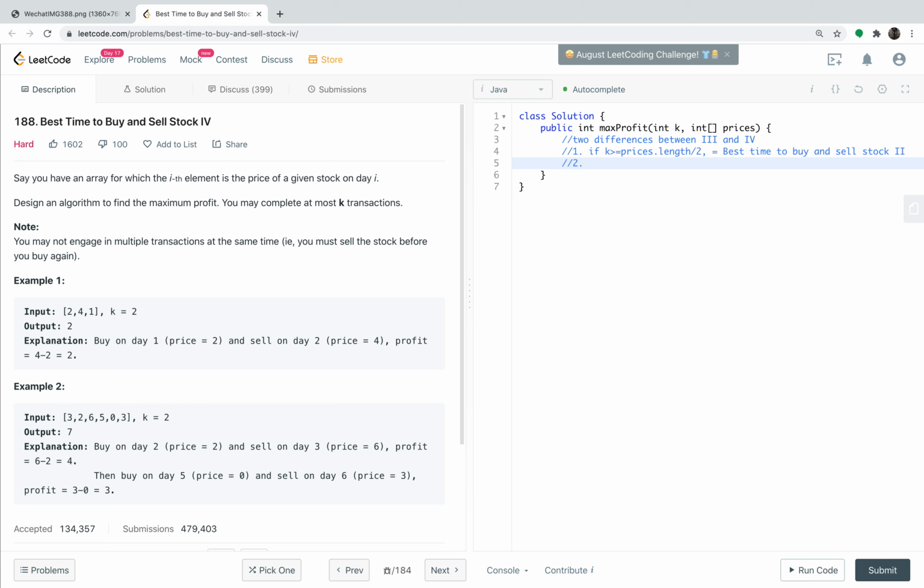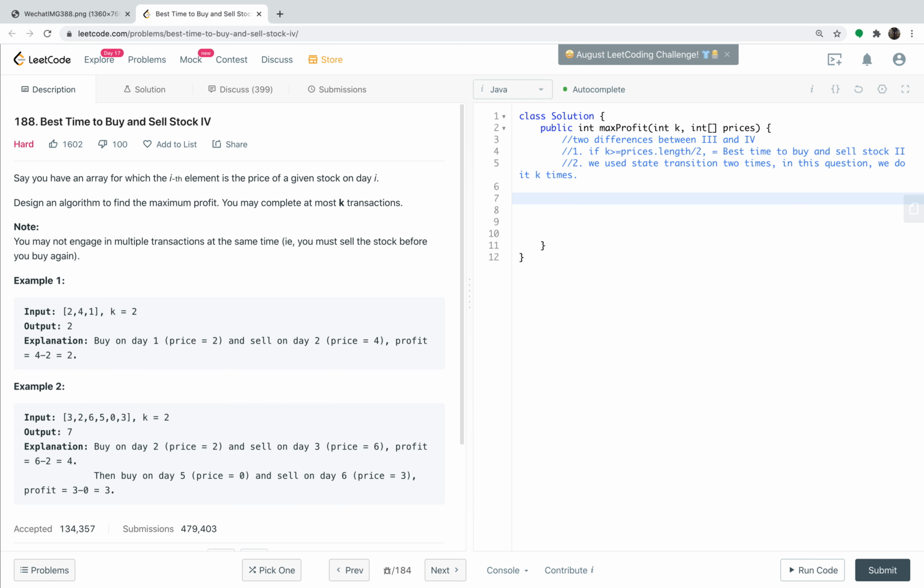The second difference is that we used state transition 2 times, but in this question we do it k times. That's basically the two differences of this question.